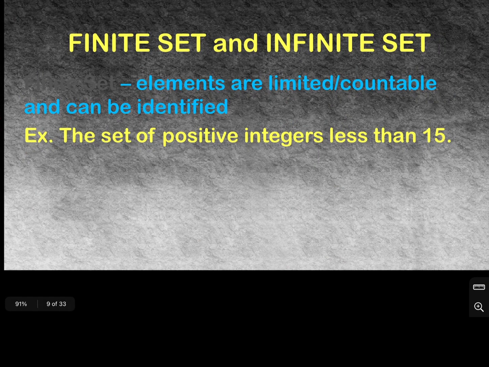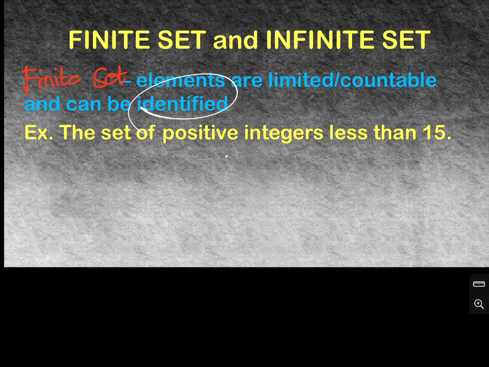Now let's move on to finite set and infinite set. For a finite set, elements are limited, countable, and can be identified. It means that those elements you can count and can be identified. Example, the set of positive integers less than 15. The symbol for positive integers is a Z with a plus on the top, then less than 15. So by this example, we can identify the positive integers less than 15.